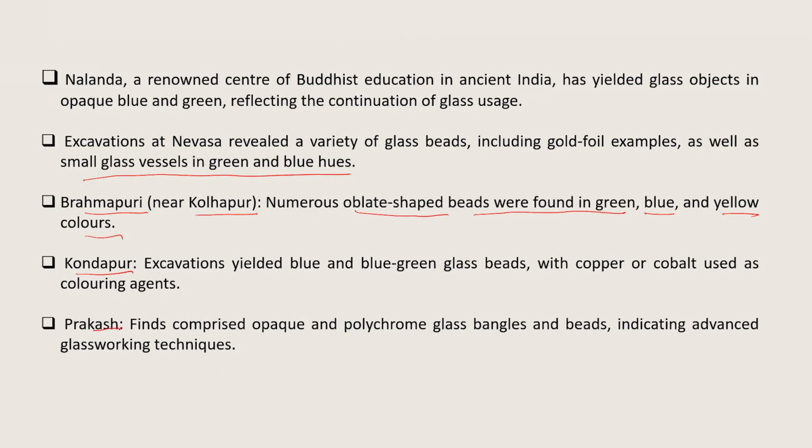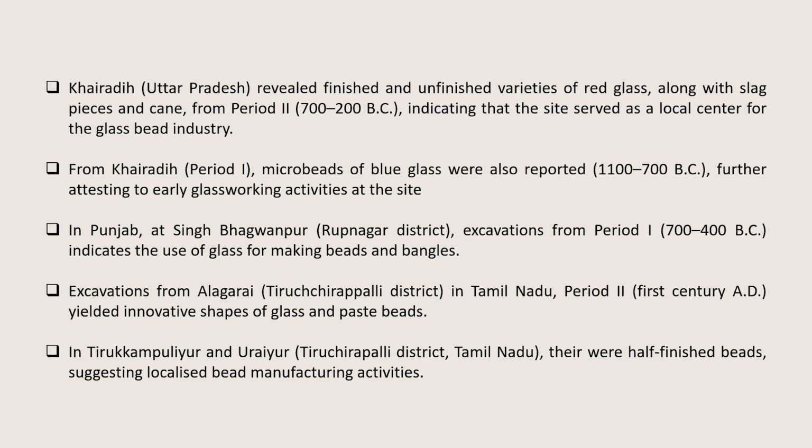The find comprised opaque and polychrome glass bangles and beads indicating advanced glass working techniques. Now, another example from Khairadih, Uttar Pradesh revealed finished and unfinished varieties of red glass along with slag pieces and cane from period 2, indicating that the site served as a local center for the glass bead industry. From Khairadih period 1, micro beads of blue glass were also reported, further attesting to early glass working activities at the site.